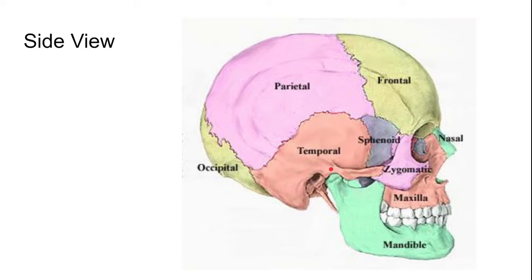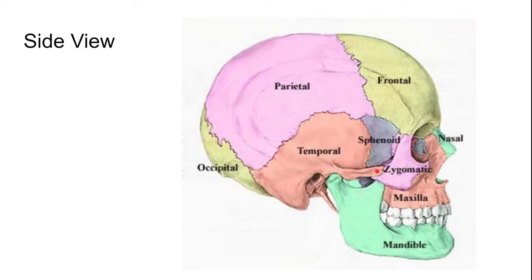It's got to fit into the mandibular fossa. A fossa is a depression. So it's a depression that allows the mandibular condyle to fit into it. So that's the temporomandibular joint.